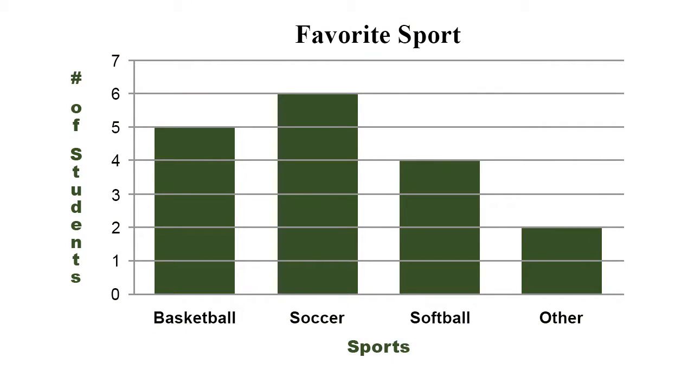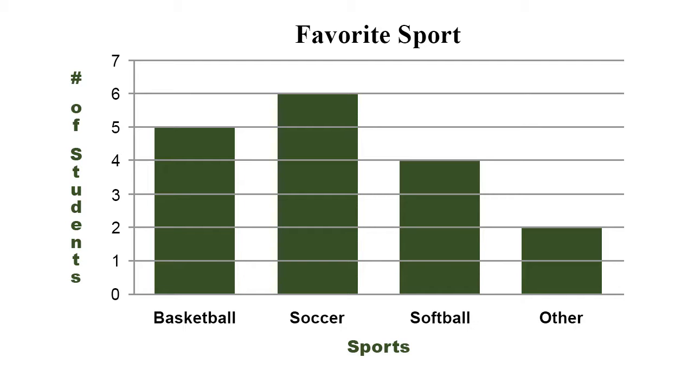Bar graphs have a horizontal axis and a vertical axis. One axis represents the categories. In my case, I use the horizontal axis for the different sports. The other axis represents the numbers. On this bar graph, it represents the number of students. Notice that with bar graphs, there are gaps between the bars to help distinguish the different categories or quantities.